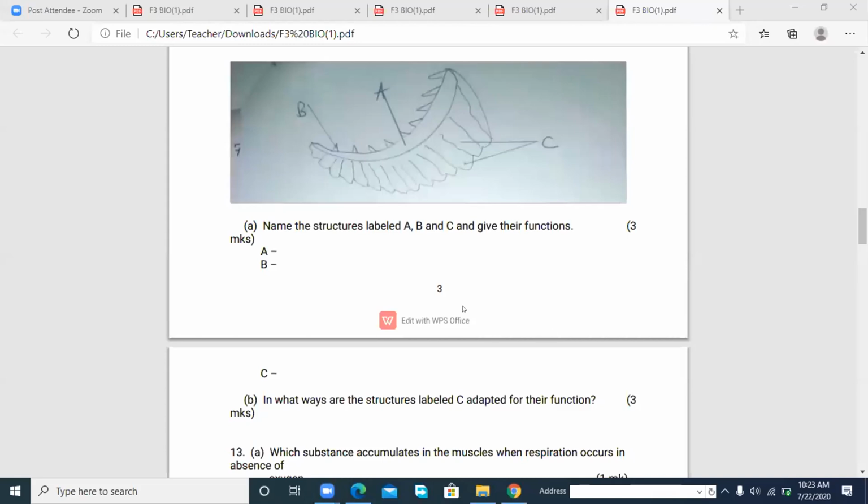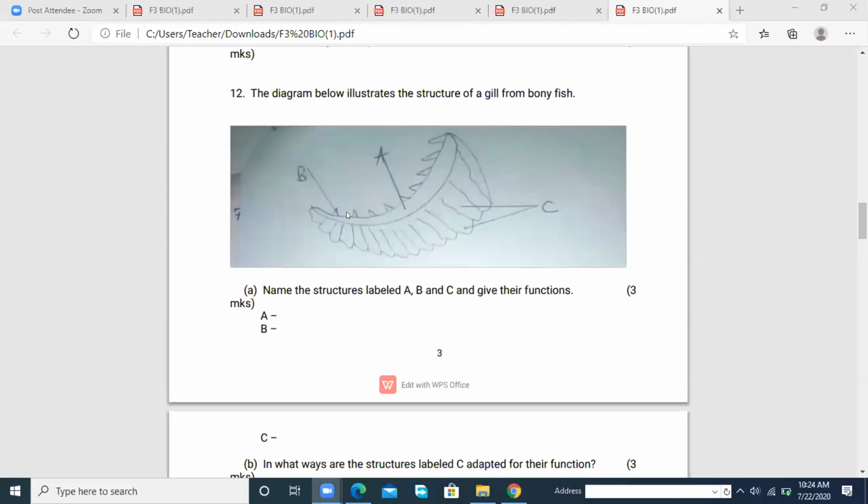Peter. Yes. Somebody is raising up the hand. Peter. A is gill... B, gill filament. B is gill rakers. You are saying here it is gill. Continue. Gill filaments. B, gill raker. Gill rakers, right? And C, gill filaments. Gill filaments, very smart.